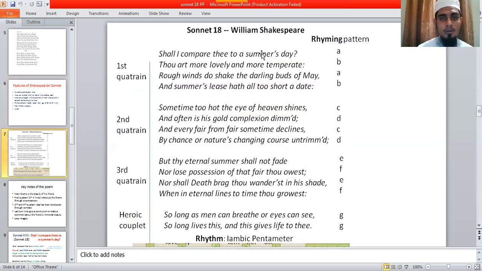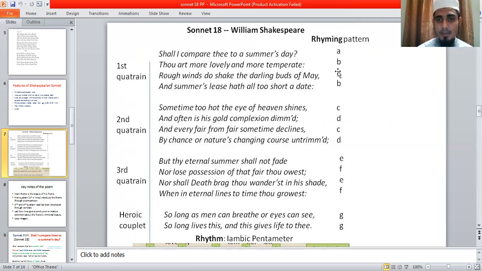So now you can say that this is the rhyme scheme or rhyme pattern. You can find here the first quatrain, the second four-line stanza, the third quatrain, and the last two lines are a heroic couplet. We can explain that now.